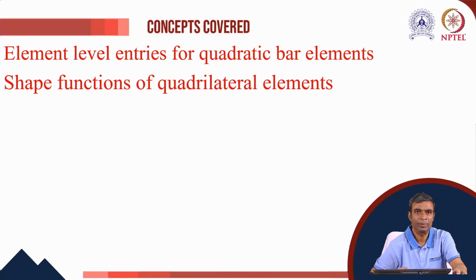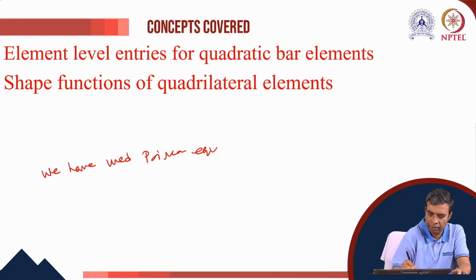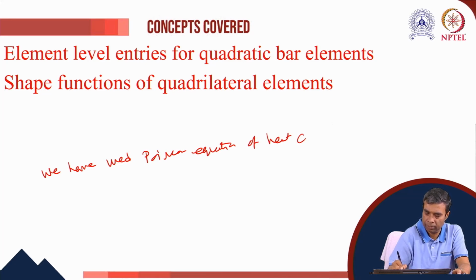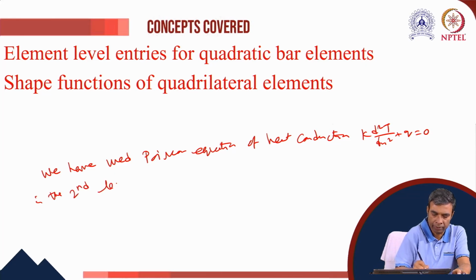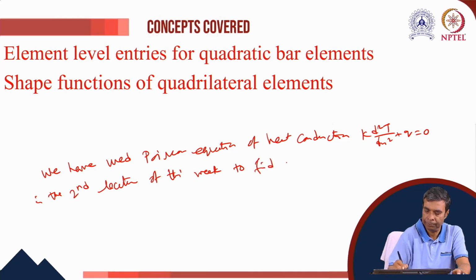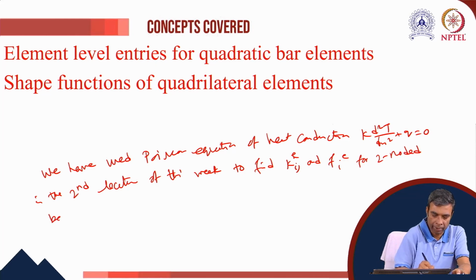In the second lecture of this week, we have considered Poisson's equation of heat conduction, K d2T/dx2 plus Q equals 0, and we have evaluated the Kij terms and Fi terms for the two-noded bar elements.